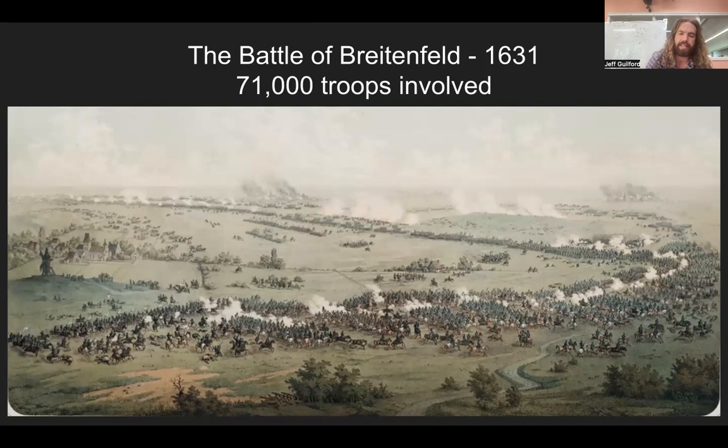Warfare is incredibly expensive, and to pay for all of these troops and all of the equipment, governments are desperate to get money in whatever way they can. And colonies are a pretty good way to get some money.